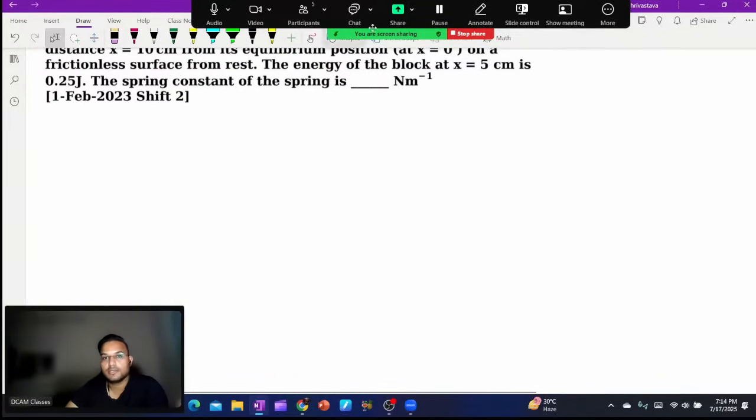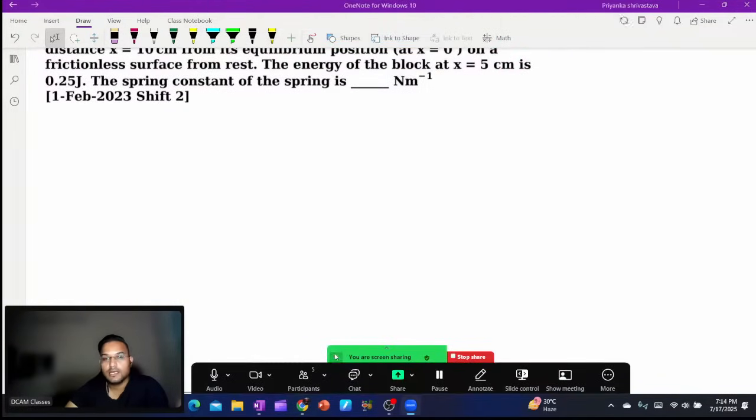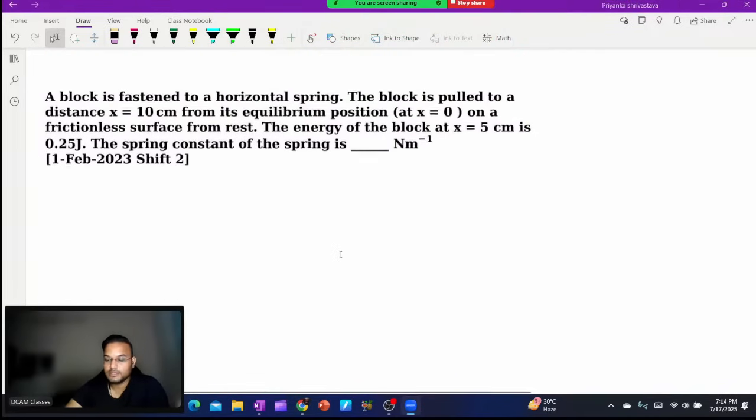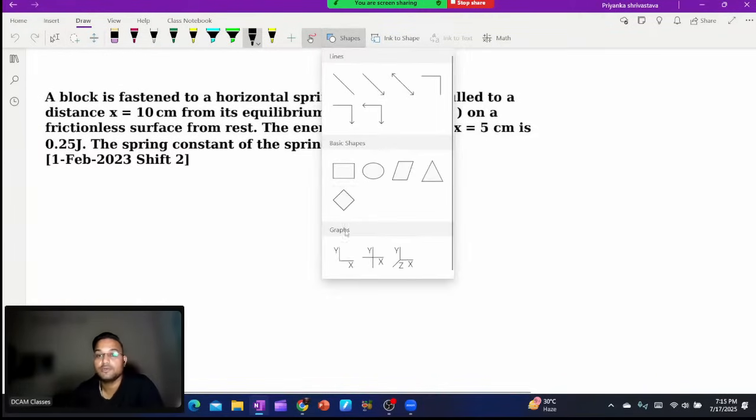66.667. Acha. Let me show you, Haripriya, how this is done. So you'll get the idea. See, the block is fastened to a horizontal spring. The block is pulled by. What is the situation? Let me explain you the situation first.